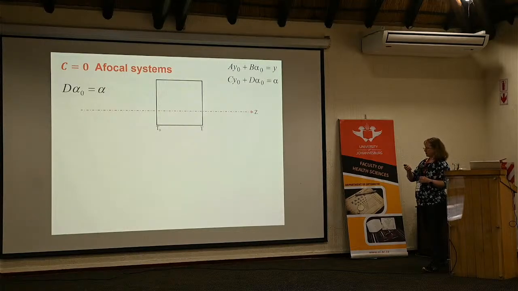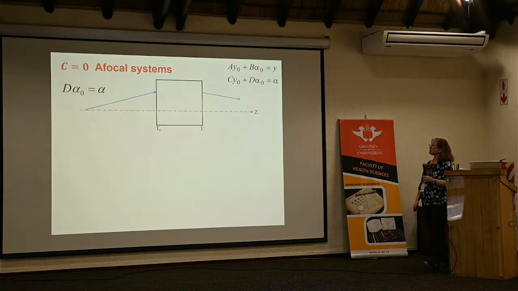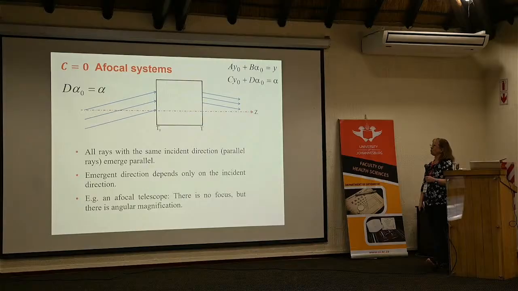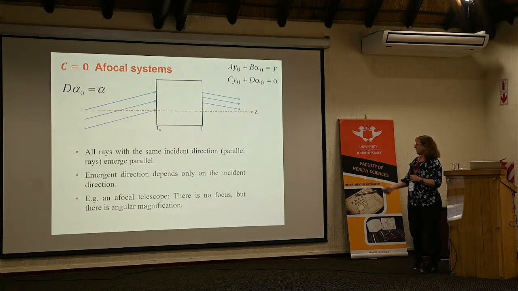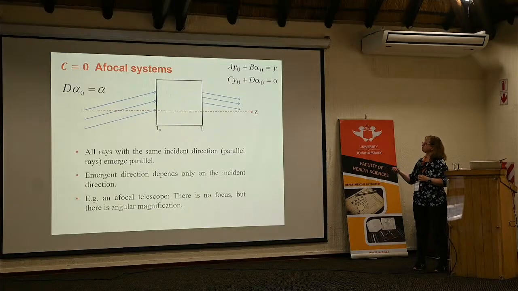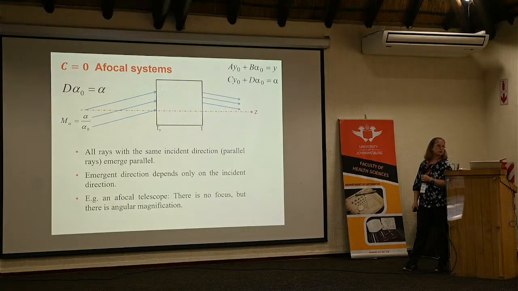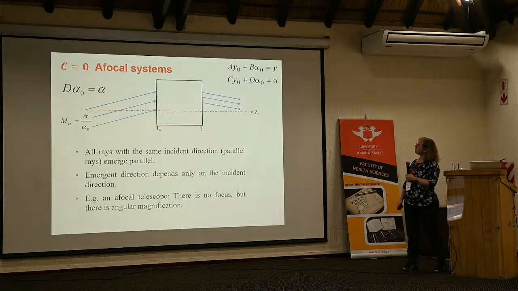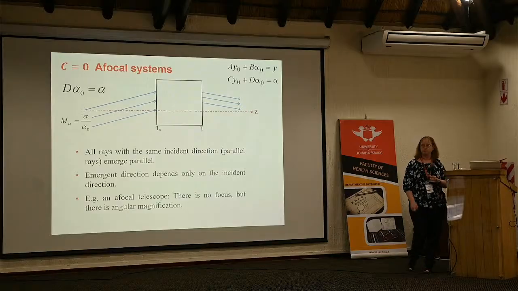If we substitute C equals 0, we're going to get D alpha naught equals alpha. And if we start sending some rays through, we are getting an afocal system. All right, so we all know this one, afocal telescope. We're familiar with it. And if I rearrange our little equation, we get our angular magnification. Okay, so when C equals 0, D is representing your angular magnification.